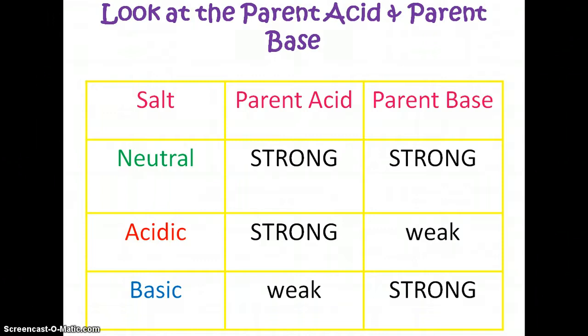Alright, so to determine if a salt is acidic or basic or neutral, you must react it with water to see what initial acid and initial base, or parent acid and parent base, made that salt. Once you get the parent acid and parent base, you have to evaluate them for if they're strong or weak. A strong acid and a strong base are going to make a neutral salt. A strong acid and a weak base are going to make an acidic salt. And a strong base and a weak acid are going to make a basic salt.